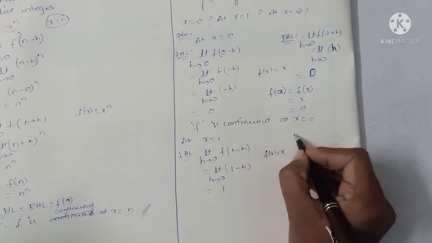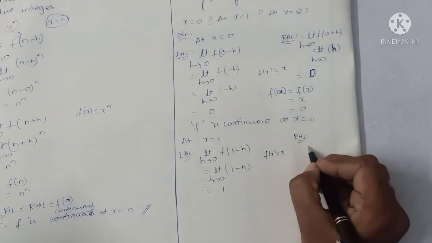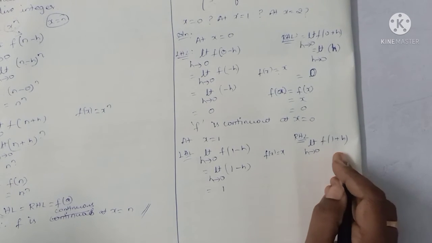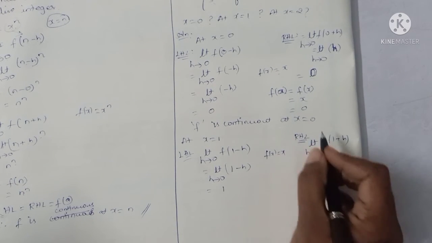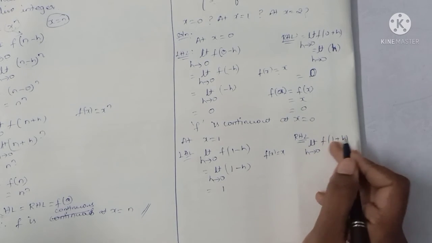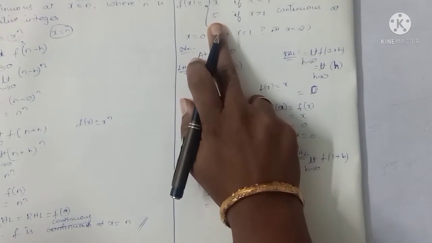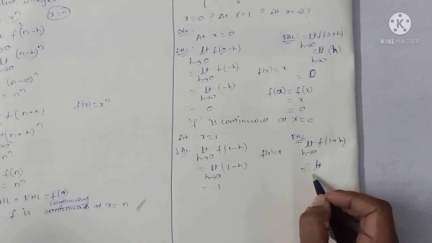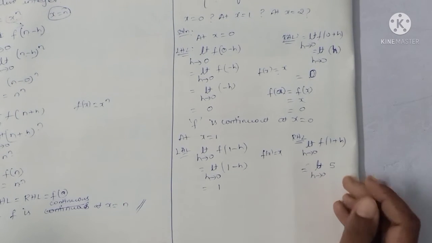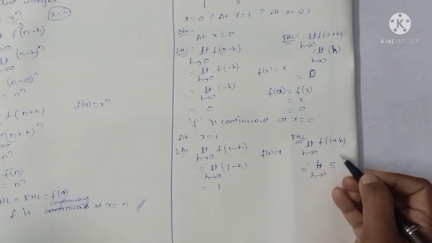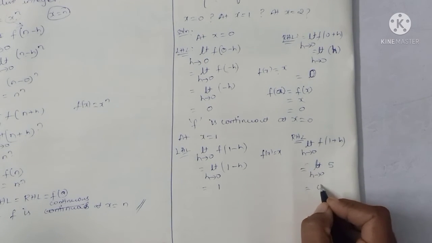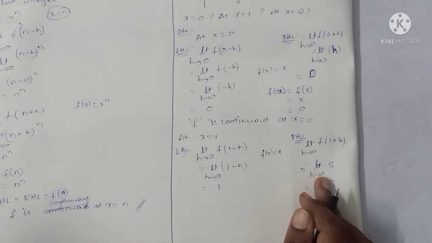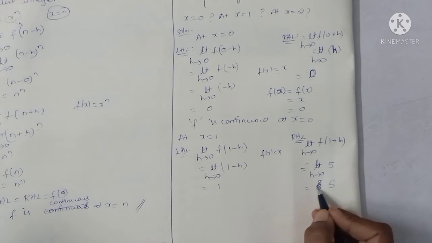Now right hand limit, limit h tends to 0 f of 1 plus h. So now what will be the value? 1 plus h, something is added, isn't it? So what will be f of x? f of x will be 5. So this is equal to limit h tends to 0 of 5. Here there is no need to substitute the value of x. So the answer will be 5 itself. There is no need to substitute the limit value also. So the answer is 5.